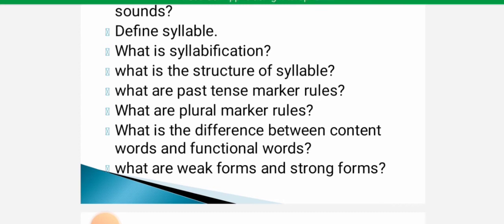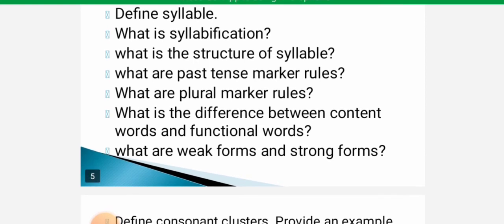Next, what is the difference between content words and functional words? Functional words include articles, determiners, conjunctions, prepositions, pronouns, auxiliary verbs, modals, qualifiers and question words. Content words are words with specific meanings such as nouns, adjectives, adverbs and main verbs. So here, main verbs, not auxiliary verbs. Auxiliary verbs help to construct a sentence. So here we're not talking about auxiliary or helping verbs, only main verbs. They are content words.